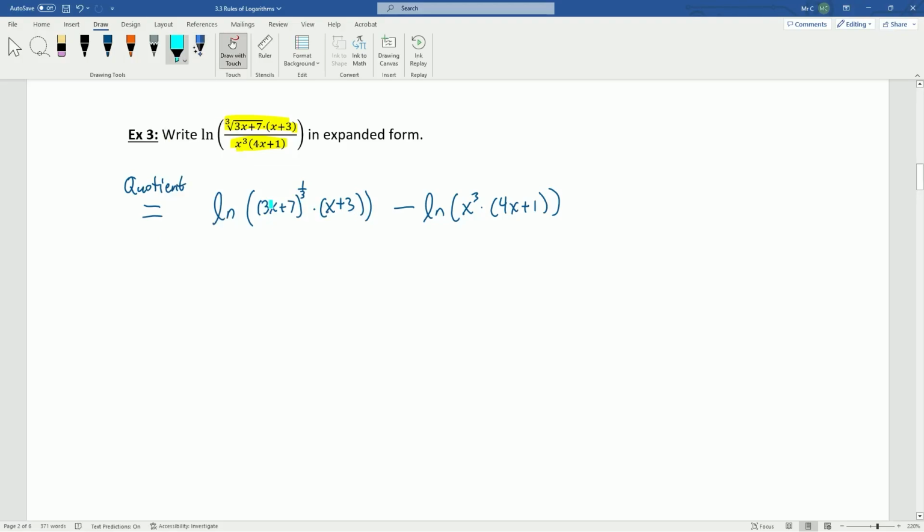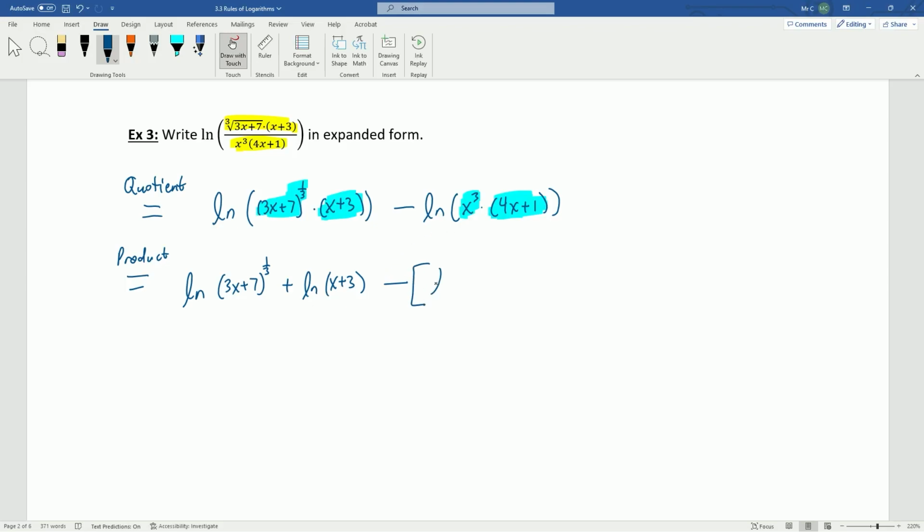Now, when I look at each of these, each of these expressions inside the logarithm has a product of two things. And so now I can apply the product rule to each of those. So here we get the natural log of 3x plus 7 to the 1/3 power plus the natural log of x plus 3. And now you have to be careful because this negative applies to this whole natural log. So you need a parentheses because you're going to have to distribute that negative.